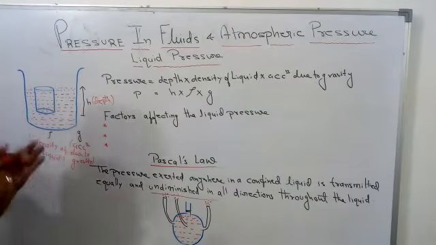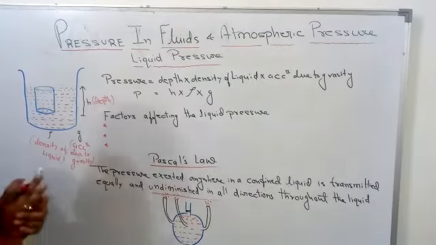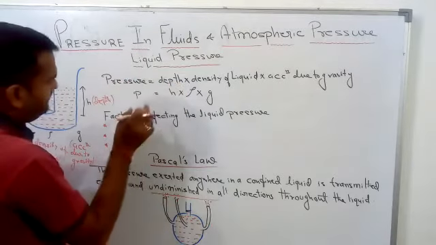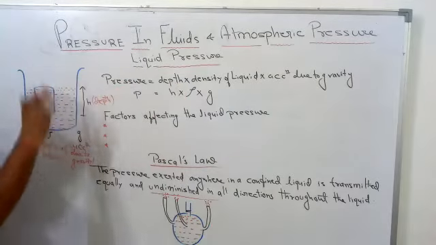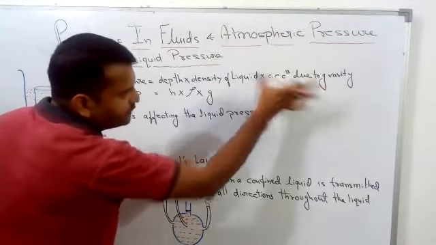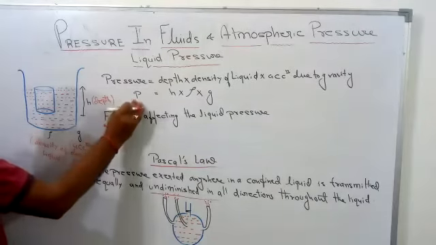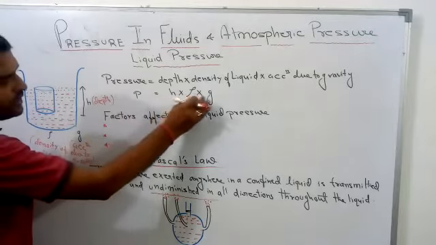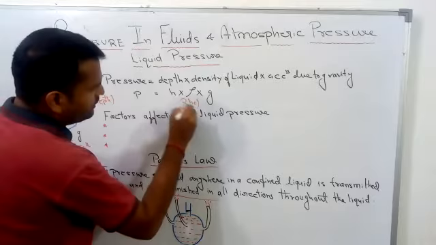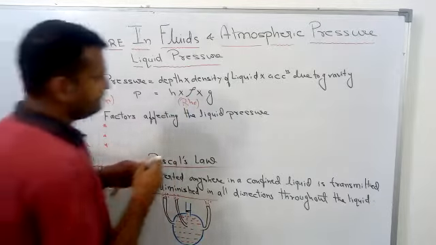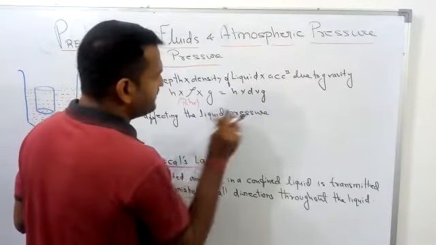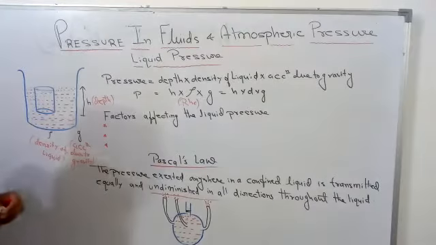So when we calculate liquid pressure, liquid pressure is equal to the depth of the liquid times the density of the liquid times the acceleration due to gravity. So liquid pressure P equals h into rho into g. That is the pronunciation of rho. You can also take h into d into g, where d is the density. So rho is also the density of the liquid.